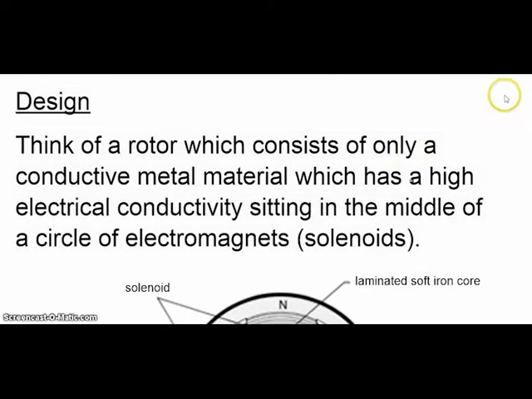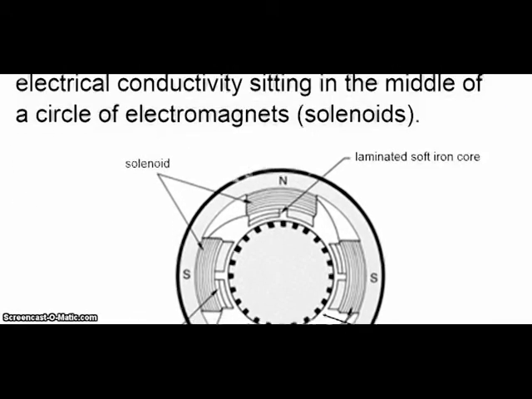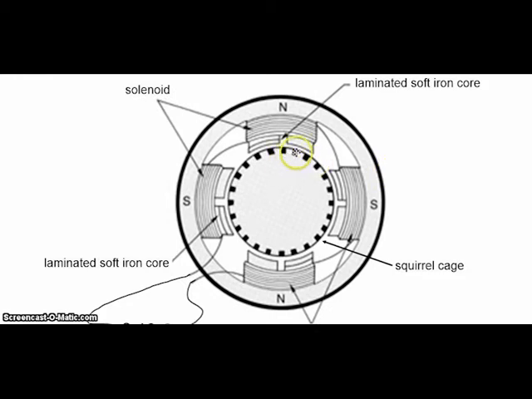Okay, I think it's on to the next slide on this one because it was just a short one. So, an AC induction motor has quite a unique design. Think of a rotor which consists of only a conductive metal material which has a high electrical conductivity, sitting in the middle of a circle of electromagnets. So imagine you have here a cylinder of iron. Okay, we know iron conducts electricity, and iron allows magnetic fields to travel through it. And the iron has little slits in it, of course, to essentially laminate it. Okay, we're going to call that a squirrel cage, and I'll talk about that in a sec.